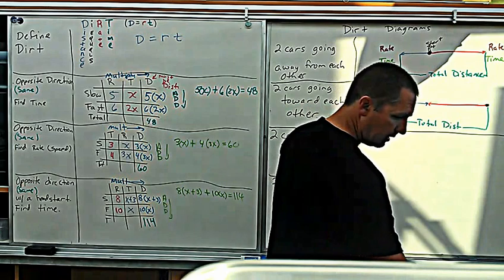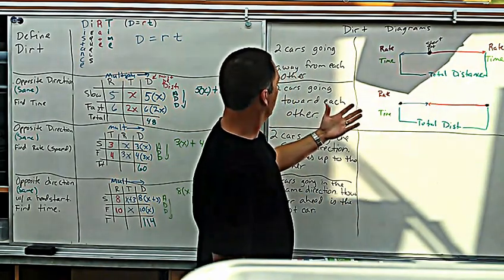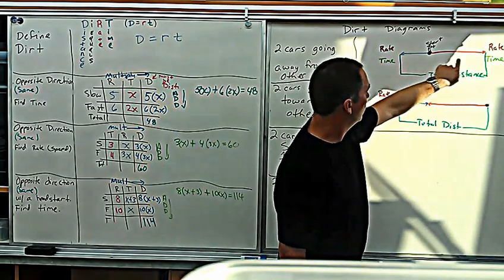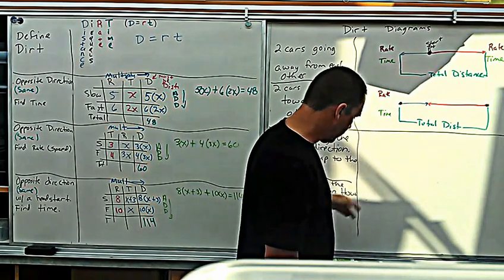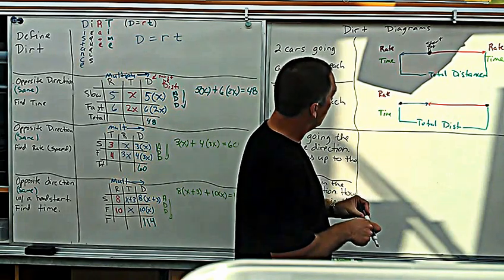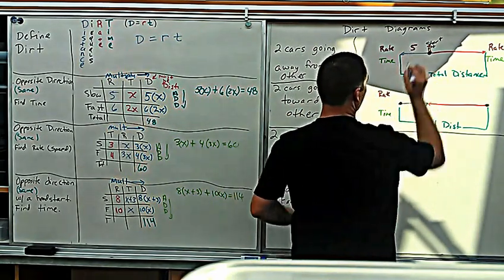This one says, the example I have is going in opposite direction. So if it's an opposite direction problem, that must be this one, because here's where they start. One is going to the right, the other one's going to the left. So I'm going to be using this chart. It says a slow car is going 5 miles per hour. So my rate goes on top, and this is my slow car. So this is 5 right here. I put that 5 in.